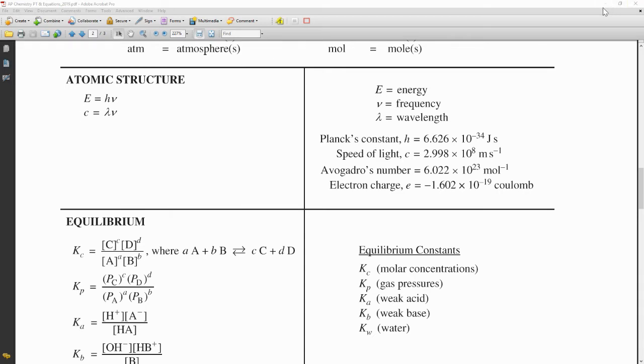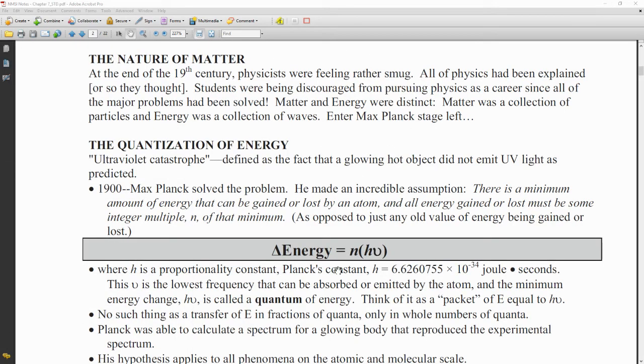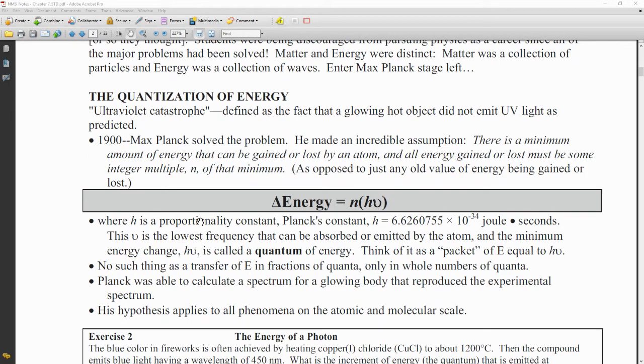And you'll notice that it just looks slightly different on the notes here because it has this N in front. And that N is really just telling us, as you can see above in italics, that there's a minimum amount of energy that can be gained or lost by an atom. And all energy gained or lost must be like some integer N of that minimum. Okay. And so Planck was already getting at this idea that we can't just have electrons at any energy level.